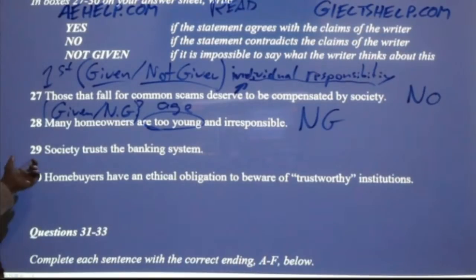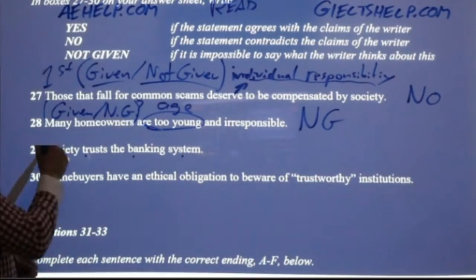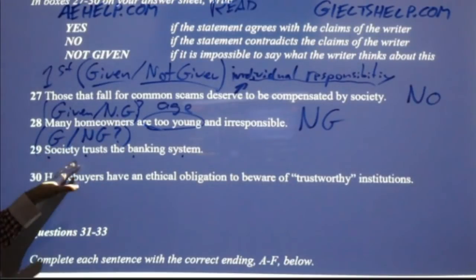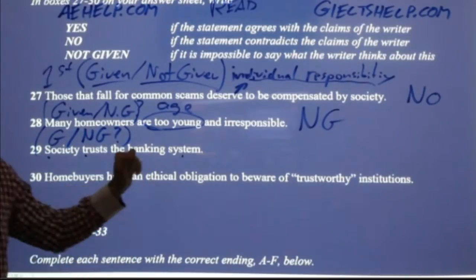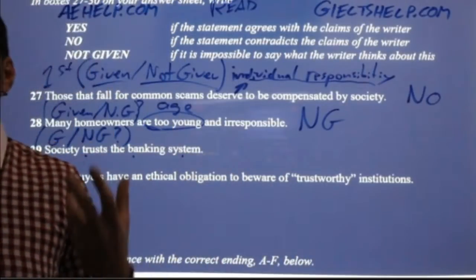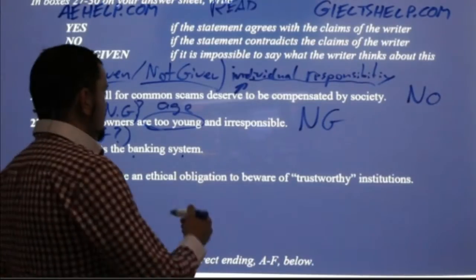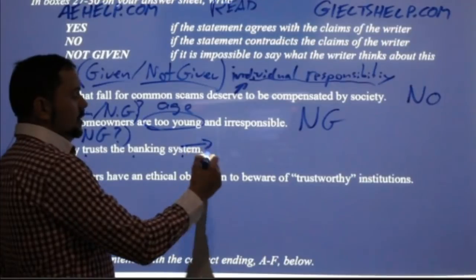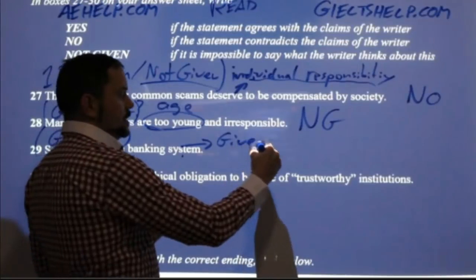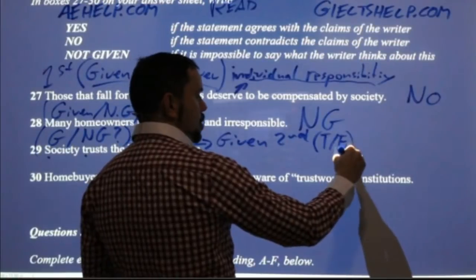Okay, so number 29, society trusts the banking system, okay? Again, given or not given? Is it important to know about the trust for the banking system? This has to do with banks' responsibility, right? So yeah, absolutely, Abhishek, absolutely, Rajveer. It's important, right? So this is going to be important. So here we have to figure out whether it's true or not. So it's given. So the second step is true or false, or in this case, yes or no, okay?